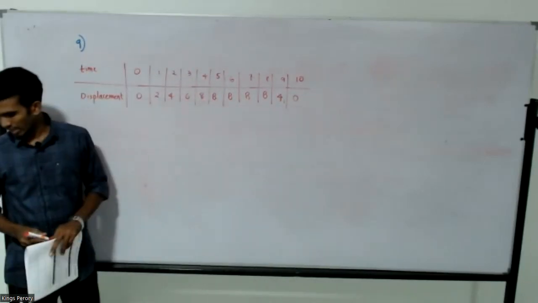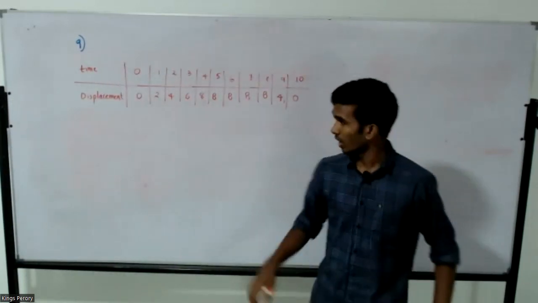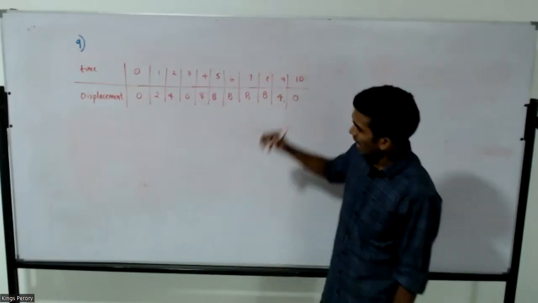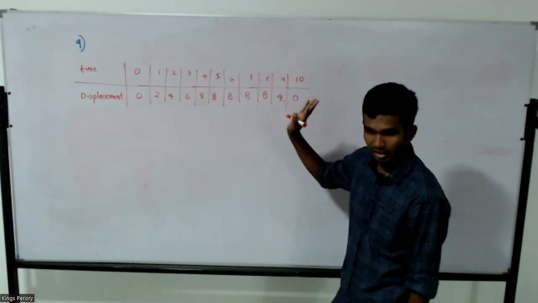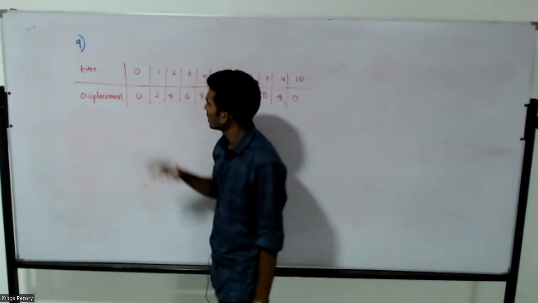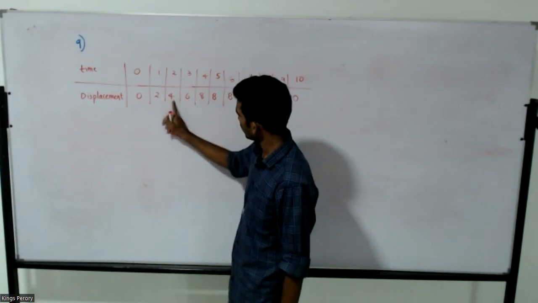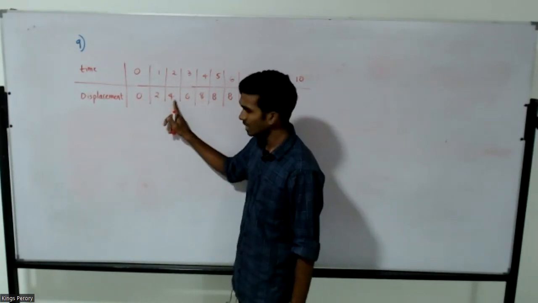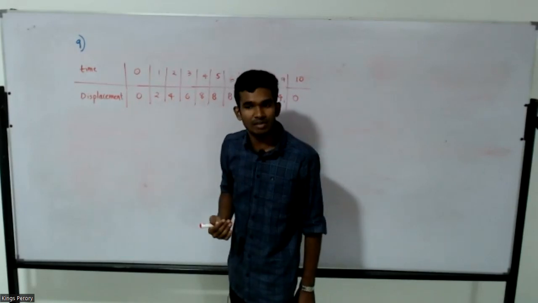When you get a question like this, don't directly go and start the question. When you get questions with tables, graphs, charts, first of all, analyze what they give. They have given time with displacement. Time is going 0 to 1, 2, 3, 4 seconds. Displacement is increasing. Is it increasing in the same interval or different intervals?